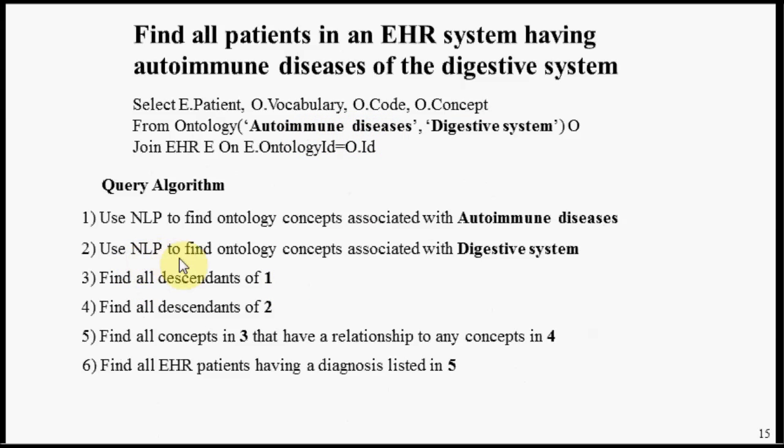We're also going to use natural language processing to find those SNOMED terms associated with this notion of digestive system. We're then going to find the descendants of step 1 and the descendants of step 2. And finally, we're going to find all the concepts related to the concepts returned in steps 3 and 4. Then we're going to do a join on the electronic healthcare record table, the patients having the diagnosis listed in step 5. Now this is very, very complicated, but we're able to easily encapsulate it into a user-defined function. This kind of query I call a multi-dimensional relationship query.